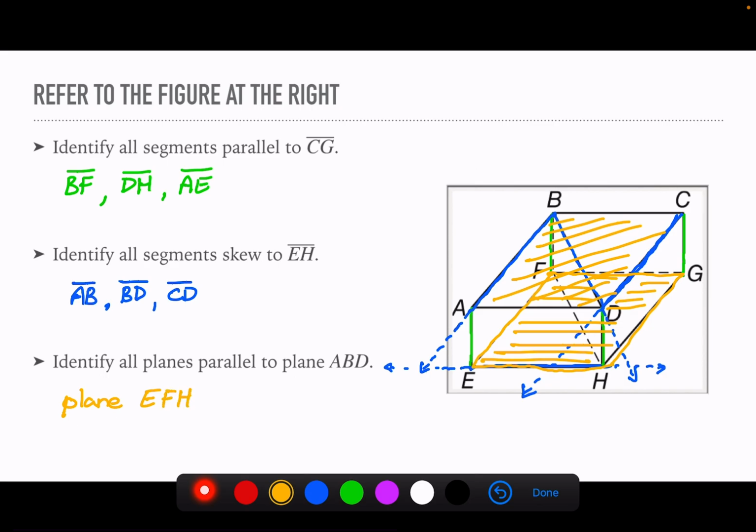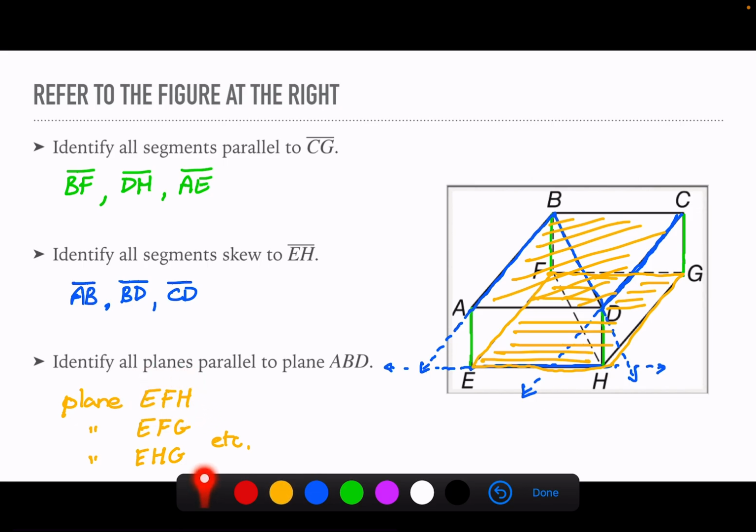We can also say plane EFG. We can also say plane EHG, ATC. All right. So any of these are perfectly fine. We can just choose one.